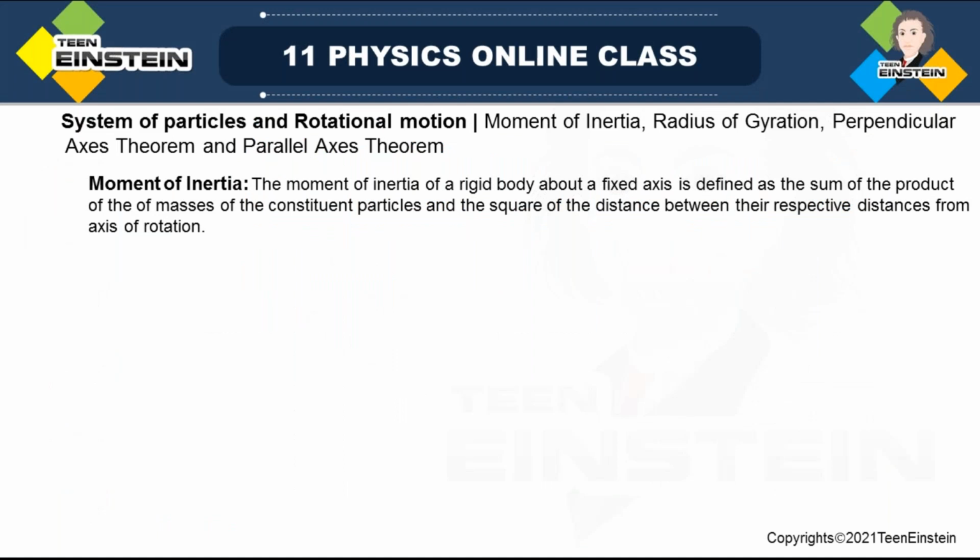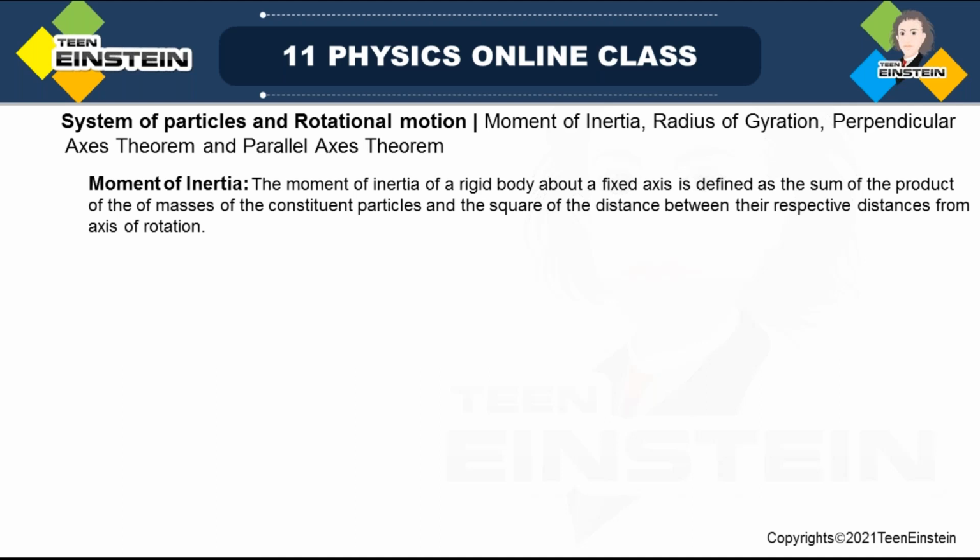So, good evening. Today we'll be discussing moment of inertia, radius of gyration, perpendicular axis theorem, and parallel axis theorem related to moment of inertia. So, mainly today's discussion will be on moment of inertia, and this actually belongs to where we were discussing system of particles and rotational motion.